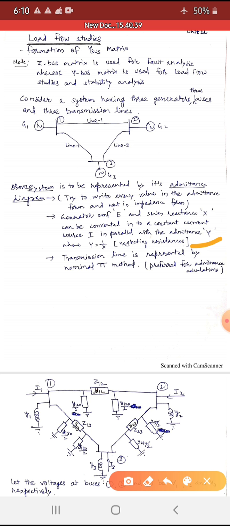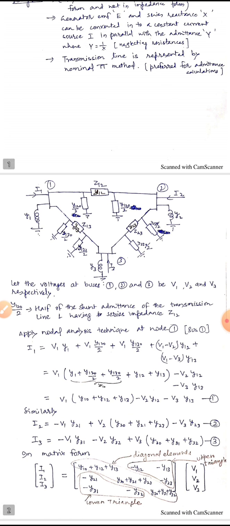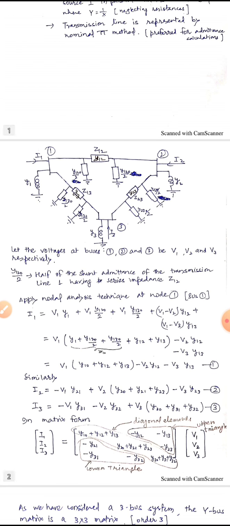Transmission line is represented by nominal pi method. This nominal pi representation is basically preferred for admittance calculations. Now this is the representation of the system, the given three bus system.